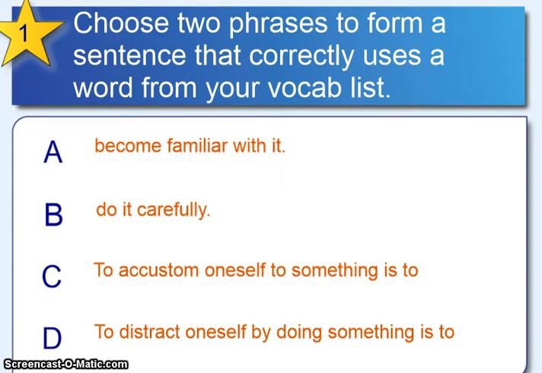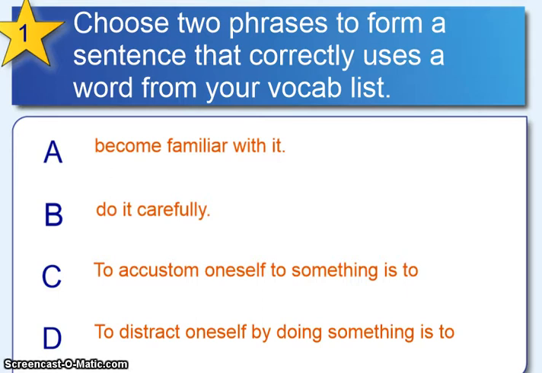Alright, so we're going to choose 2 phrases to form a sentence that correctly uses a word from your vocab list. So make sure that that vocab list is out and with you. We'll do this first one together. So we have option A, become familiar with it. Option B, do it carefully. Option C, to accustom oneself to something is to. And option D, to distract oneself by doing something is to.